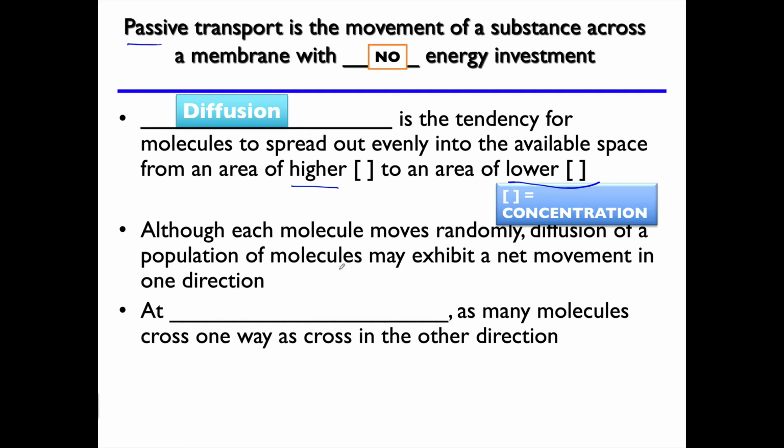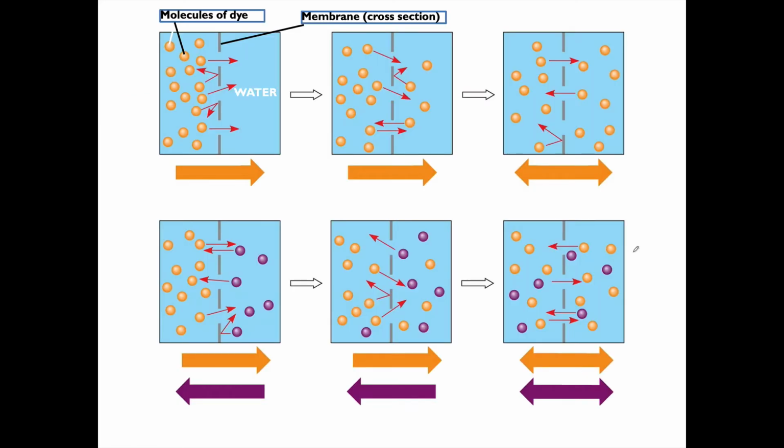Now, in the beginning, when that first starts, there's typically what we call a net movement in one direction. And that will continue until a certain point, which we call equilibrium or a dynamic equilibrium, where as many molecules will cross one way as go the other way. So it's kind of a place where it finally has become equal. Here was an example we looked at once before.